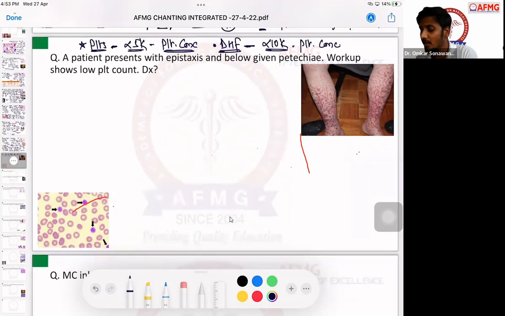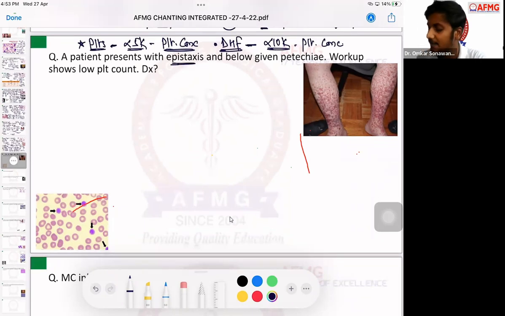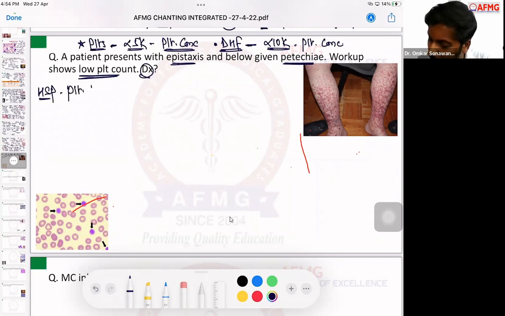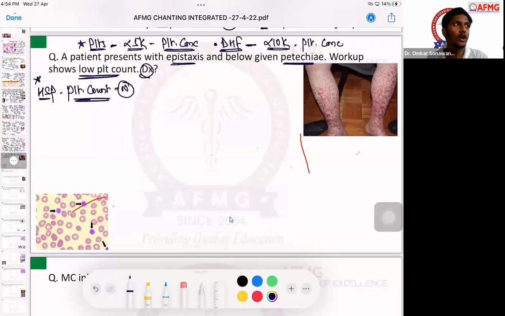Now we have a case: a patient presents with epistaxis, that is nose bleeding, along with the petechiae given below. Workup shows low platelet count. Diagnosis would be... So guys, not everything would be HSP. Why not HSP? Remember, we discussed HSP. HSP is an example of non-thrombocytopenic purpura. That means in Henoch-Schönlein purpura, the platelet count is absolutely normal. This is how you differentiate.